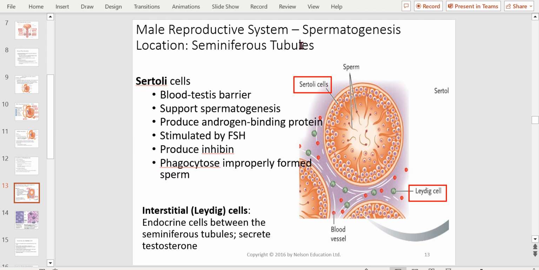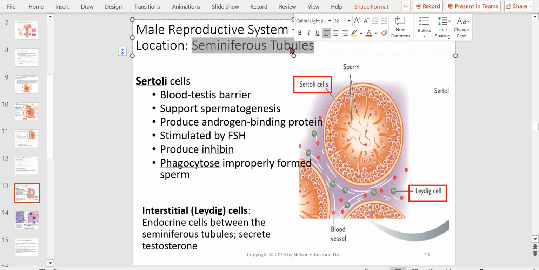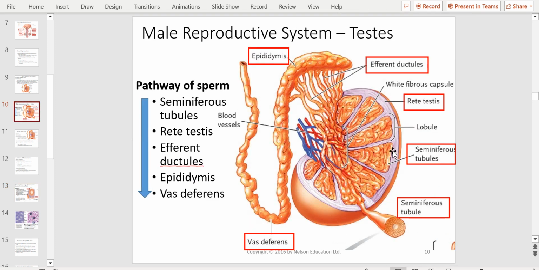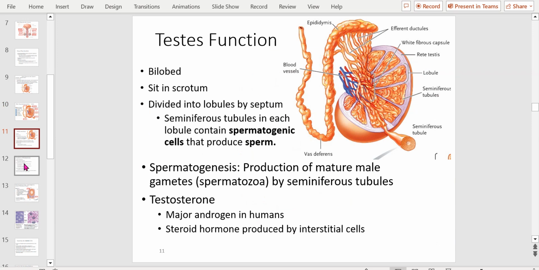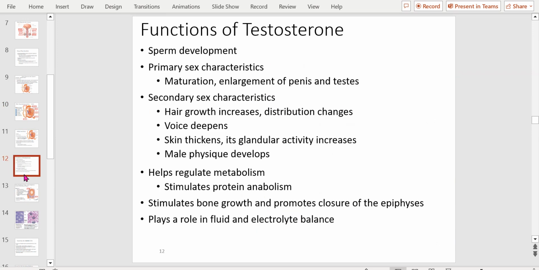So here we've got spermatogenesis. Yep, that's a loud siren for sure. And again, our location here is the seminiferous tubules. Okay, and this is where we are, right in here, right? So, where was my slide now? There we go.